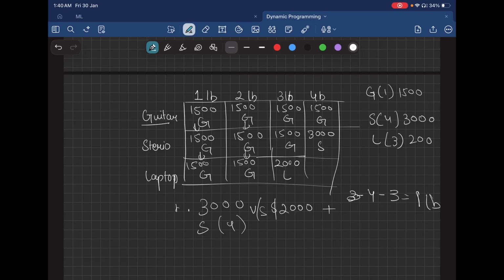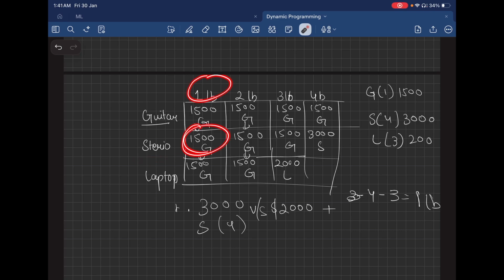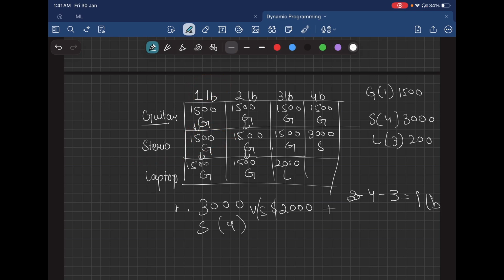And how can we get the maximum value for the 1 pound? The maximum value of 1 pound that does not contain a laptop would be just the one before the laptop, and for the 1 pound value we get this. So we simply get 2000 plus 1500 from the guitar, and the value we get is 3500 by adding these two for the guitar and the laptop. And that is the maximum value we can get in the knapsack, right?